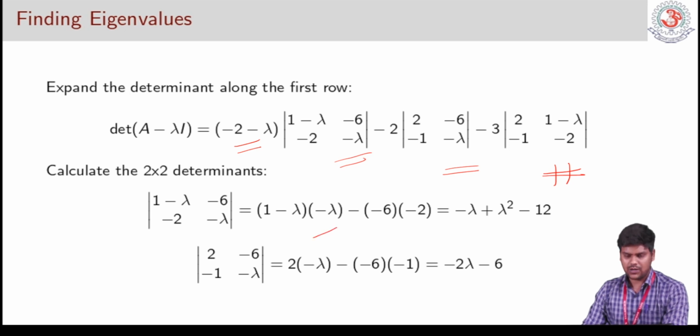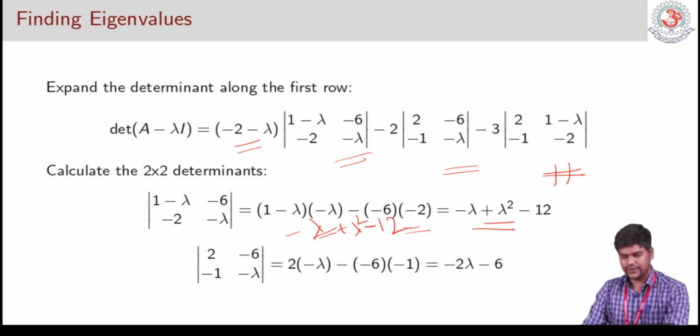So 1 minus lambda into minus lambda, minus of minus 6 into minus 2. That will be minus lambda plus lambda square. So minus into minus is plus, plus into minus is minus, 12. So this is this one.